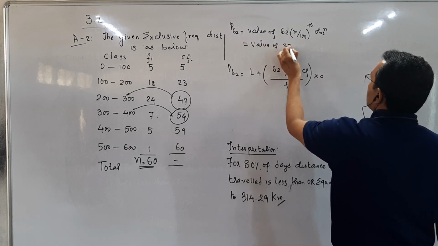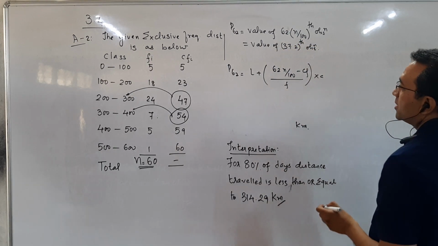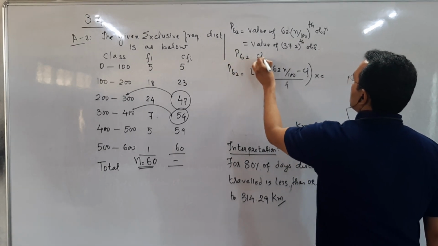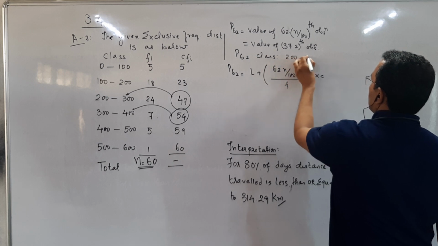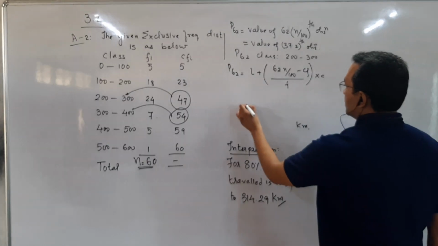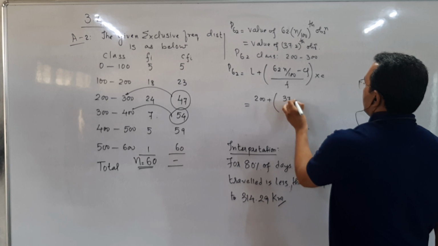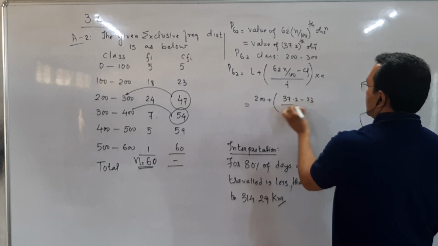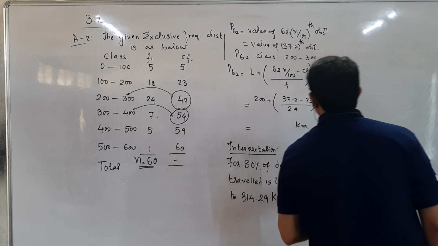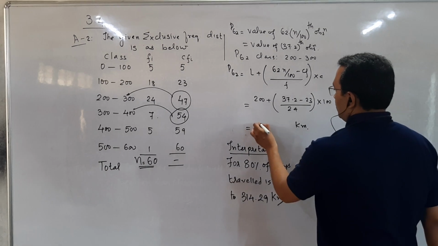Value of 37.2 observation. 37.2 is again covered in 47, so the P62 class is also 200 to 300. So most of the measures we got class as 200 to 300. So L is 200 plus 37.2 minus Cf 23, F is 24, and class length is 100. So this comes out to be 259.17 kilometers.